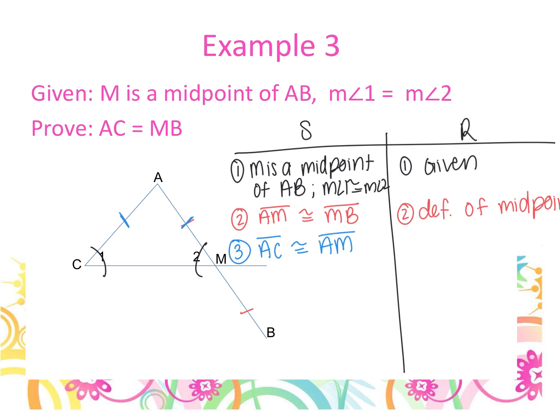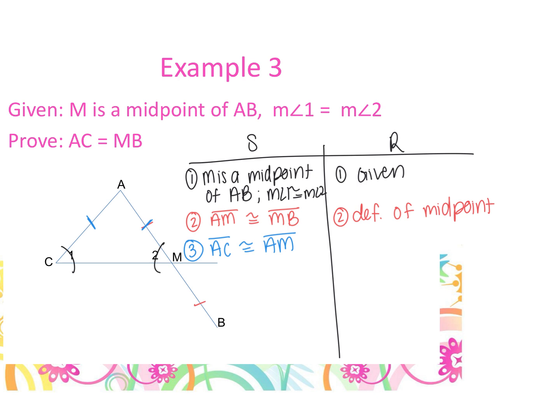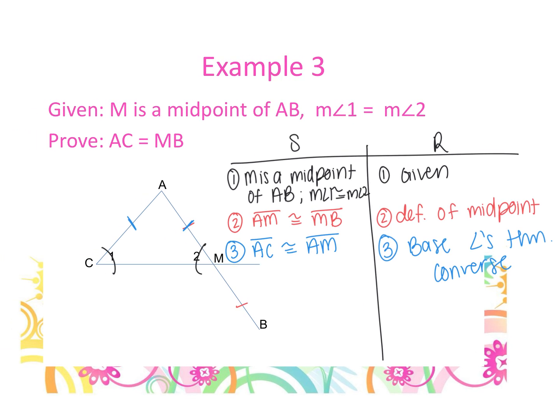How do I know that? I'm going from angles to sides. How do I know that those are going to be congruent? Good. Base angles theorem converse. All right, now that I know that, I can go ahead and say what I'm trying to prove. AC is congruent to MB. How did I get here? How did I get there to 4? What was it? Good, substitution.